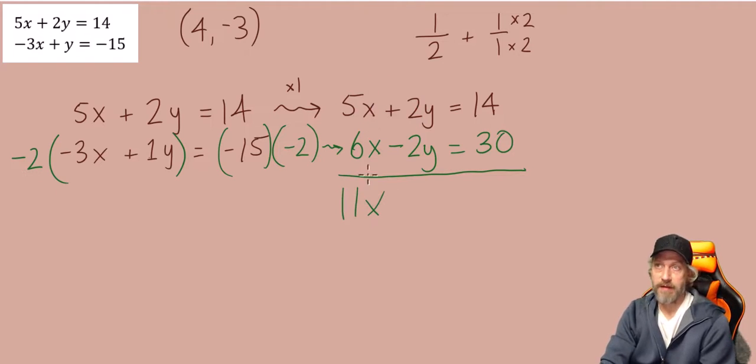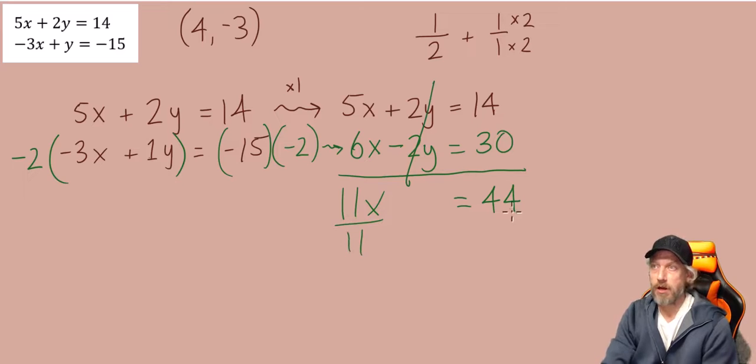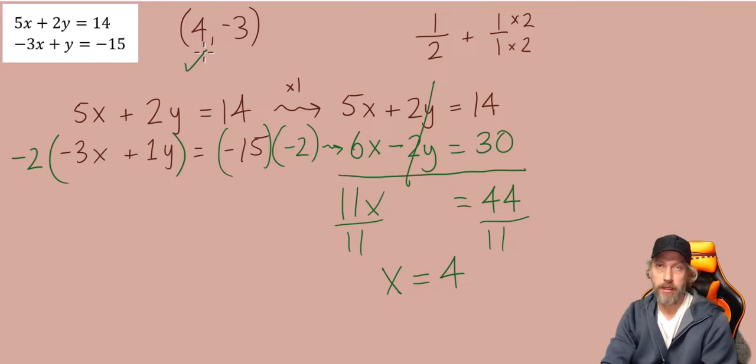5x plus 6x, 11x. 2y plus negative 2y, 0 out. 14 plus 30 is 44. So we're looking good. We're down to one equation, one variable. Let's finish solving. Divide both sides by 11. We've got x equals positive 4. Looking good. That does confirm what we found earlier.